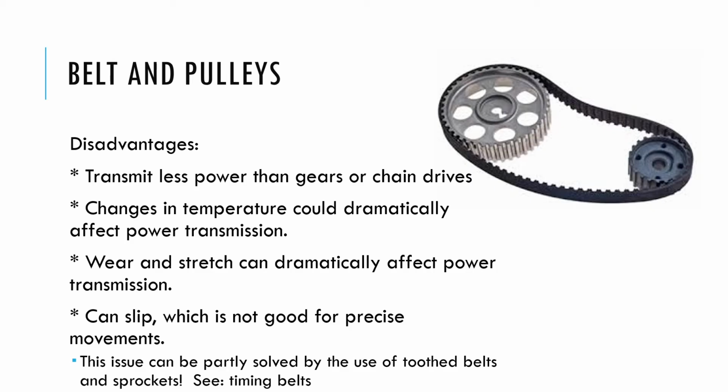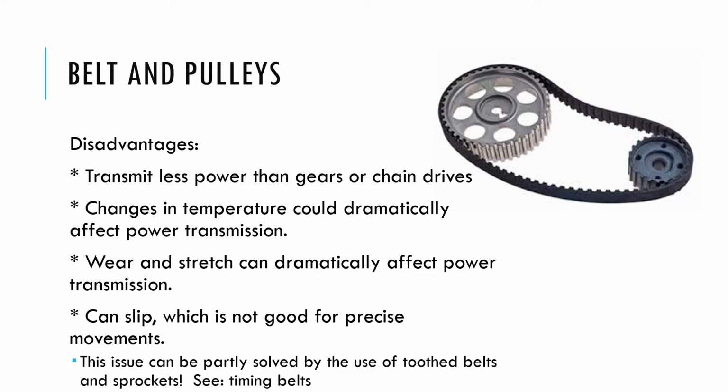Also, wear and tear in general and stretching can dramatically affect your power transmission. And then slipping can be a negative thing. If you want things to be specifically timed, very precise movements, you don't want that slipping. So they can partly solve that issue by using toothed belts instead and using sprockets. There's a picture of that at top that is actually a belt with teeth in it, and the teeth mesh with the teeth on these sprockets.